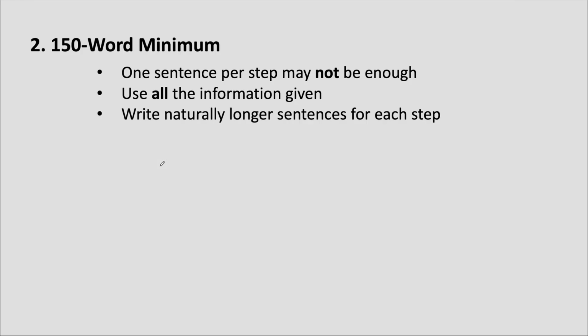Second, the word count. The instructions in the question say that it has to be at least 150 words. Usually in writing task 1 questions, it's not a problem. We are able to reach at least 150 words quite easily. But in process questions, if the process is straightforward, sometimes 150 words become difficult. Quite often, you'll finish describing all the steps in only about 100 to 120 words.